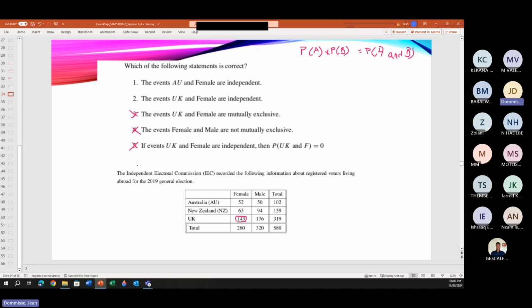Okay, I nearly thought those three are going to be wrong, so that they want us to work out this one. So let's look. Events AU, so there's 102 of them, over 580. And female, 260 females.